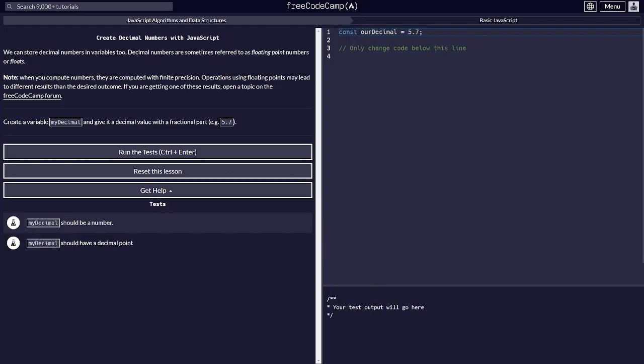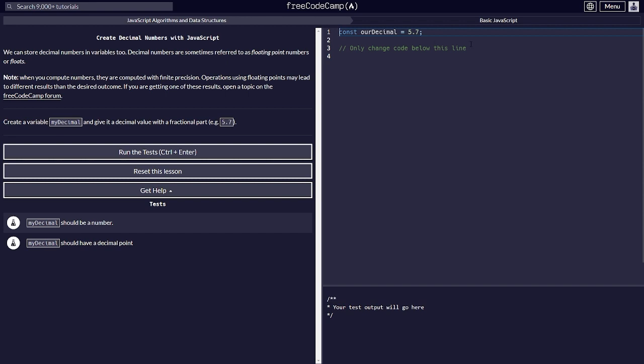All right. Create decimal numbers with JavaScript. We can store decimal numbers in variables too. Decimal numbers are sometimes referred to as floating point numbers or floats. When you compute numbers, they are computed with finite precision. Operations using floating points may lead to different results than the desired outcome. If you're getting one of these results, open a topic on the freeCodeCamp forum.